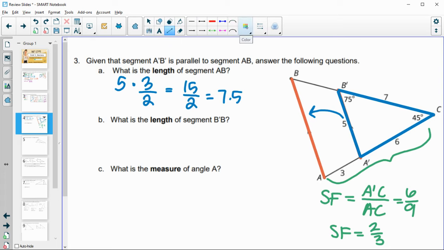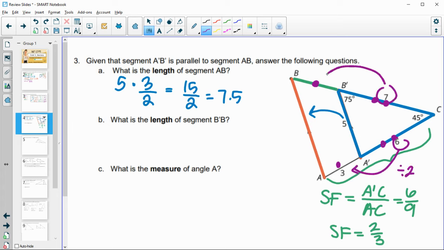Then what is the length of B prime? Now we just want this little piece. This is just a chunk of one of the triangle sides, not the whole thing. In this case, we know that the sides are being split proportionally. So this side compared to this one is going to be the same factor as this side compared to this one. When we go from 6 to 3, we divide by 2. So we're going to do the same thing to this 7. It's going to be 7 divided by 2, or 3.5 for that segment.